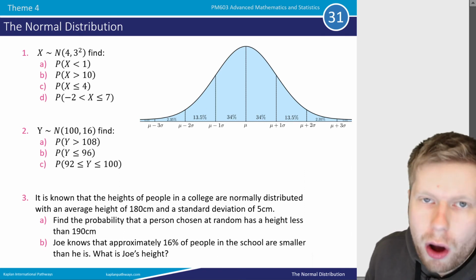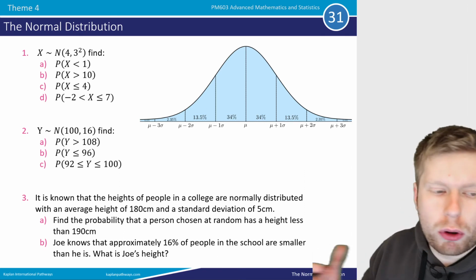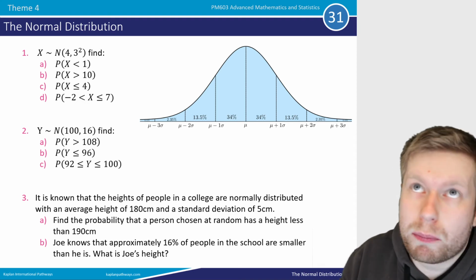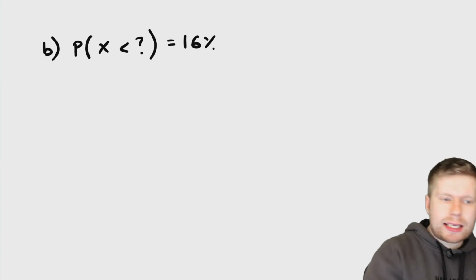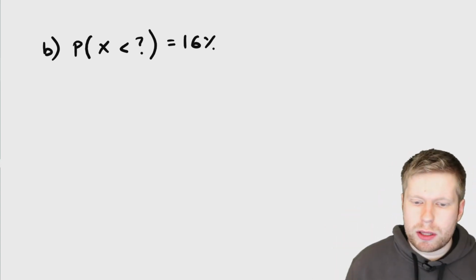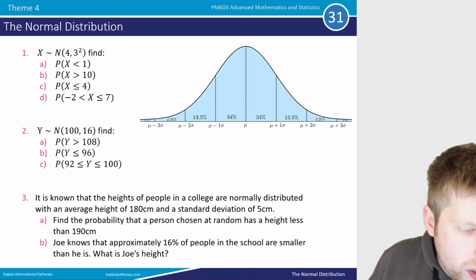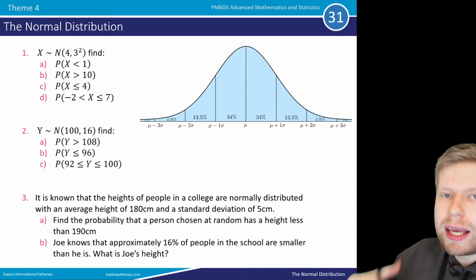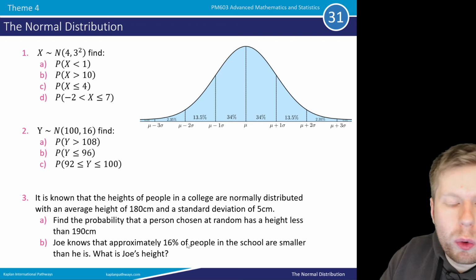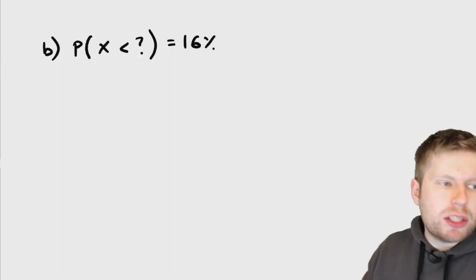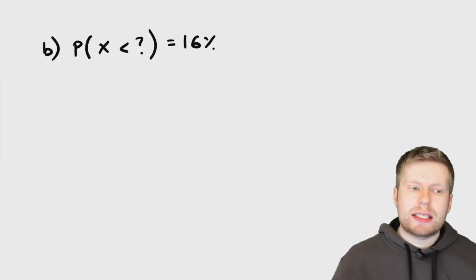So I know that I'm looking for a height which gives me a cumulative probability less than that, and that probability is 16%. So whatever Joe's height is, I know that all of the heights less than that, 16% of that should be the probability. Notice that I'm talking about proportions in the question. Well, I can still use probability to talk about it. So I know that approximately 16% of people are smaller. That means the probability of finding somebody smaller is 16%.